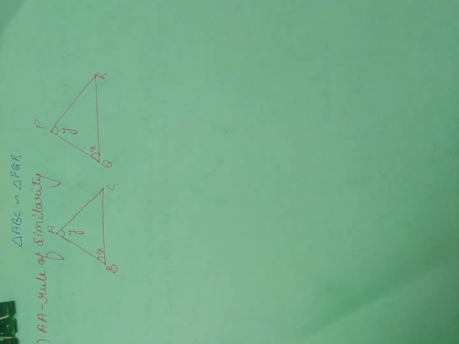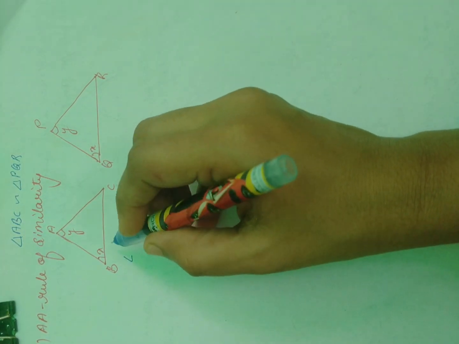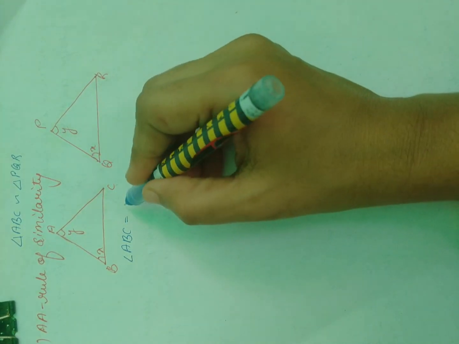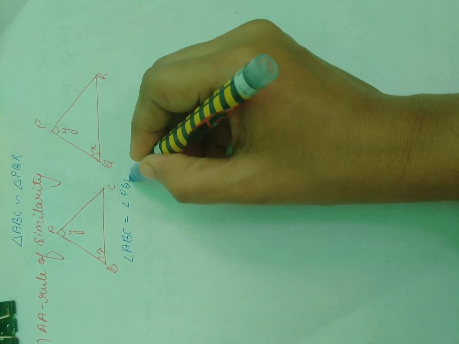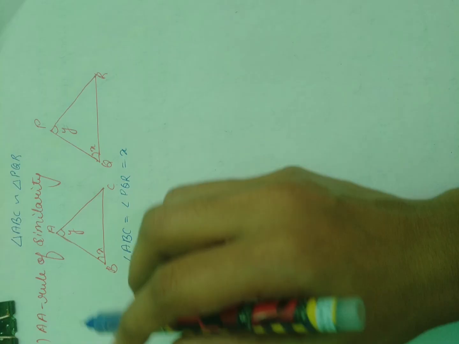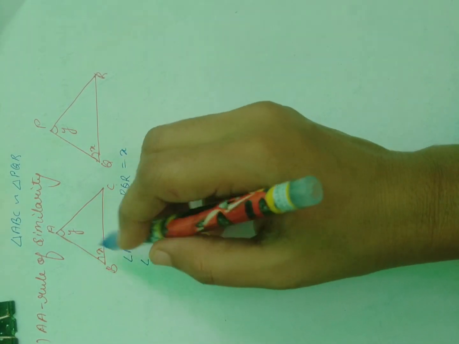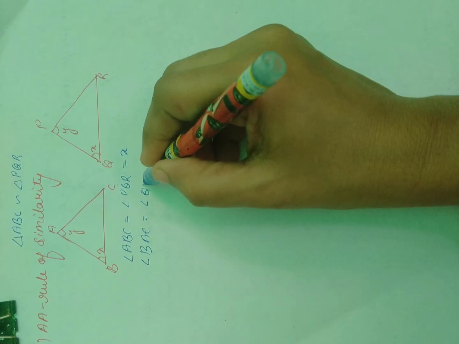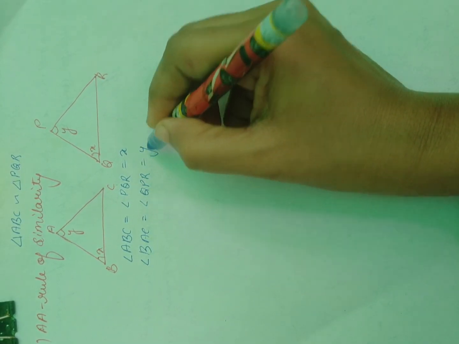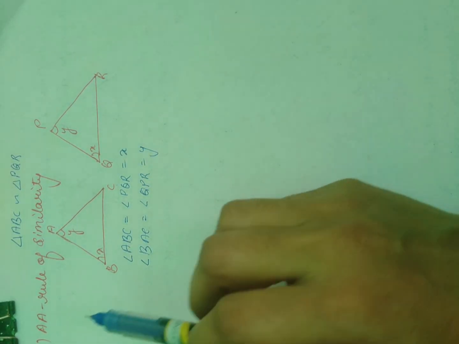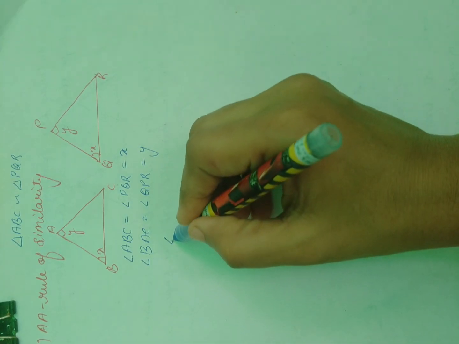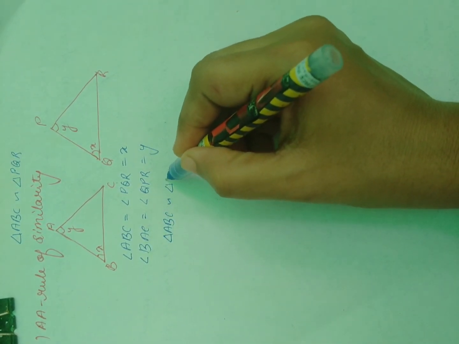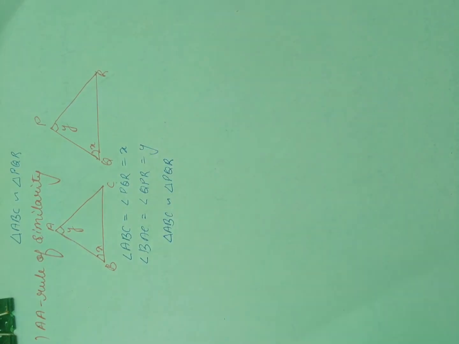So here what we can see is that angle ABC is equal to angle PQR, which is equal to x, right? And again angle BAC is equal to angle QPR, which is angle y. So we can say that triangle ABC is similar to triangle PQR.